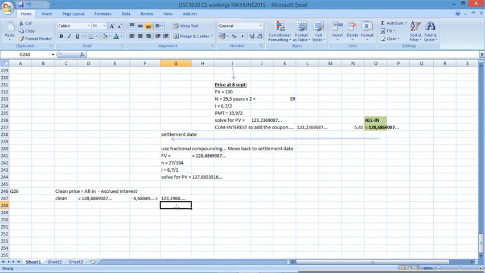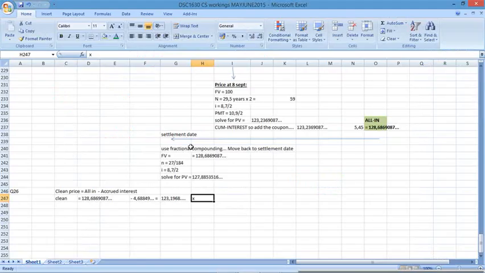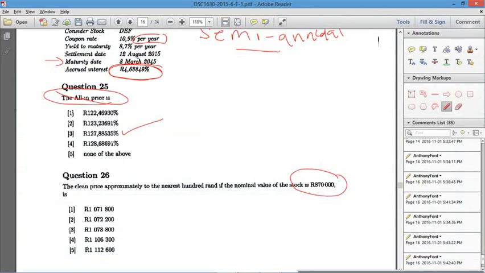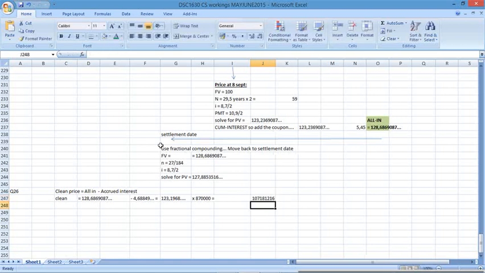They ask for nominal value here. So what am I going to do? I'm going to have to multiply by the nominal value. It is calculated by multiplying this by the 870,000, because that's the nominal value of the stock, and they want to know the approximate clean price. And I get that answer.